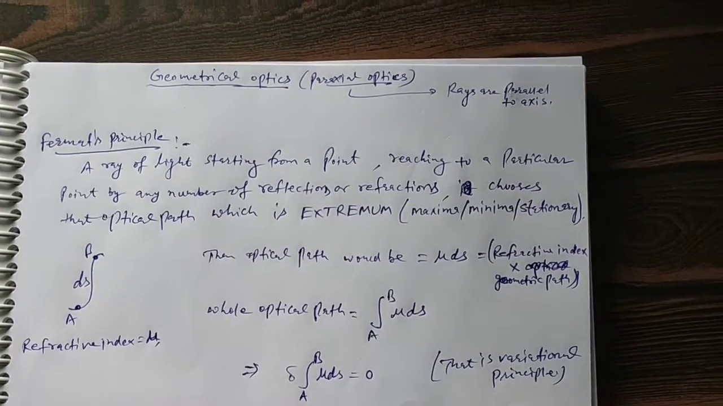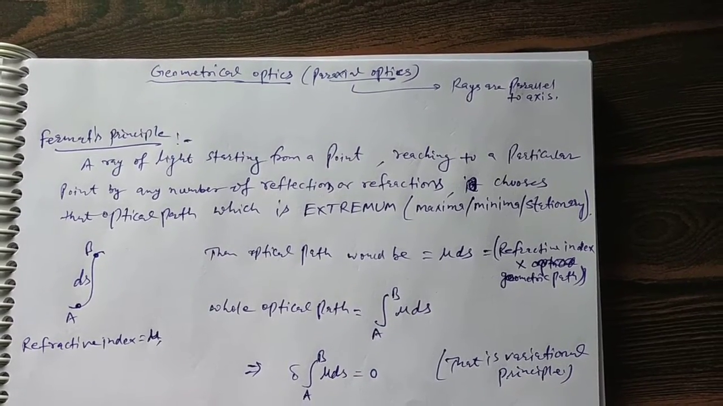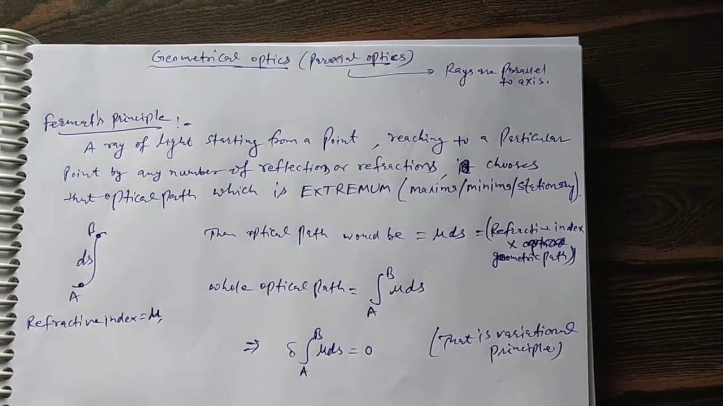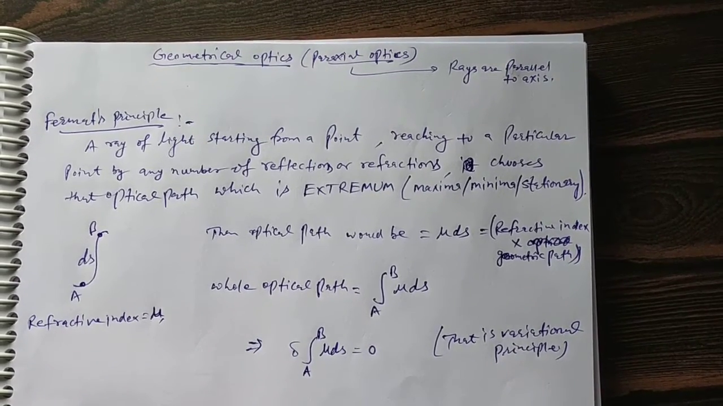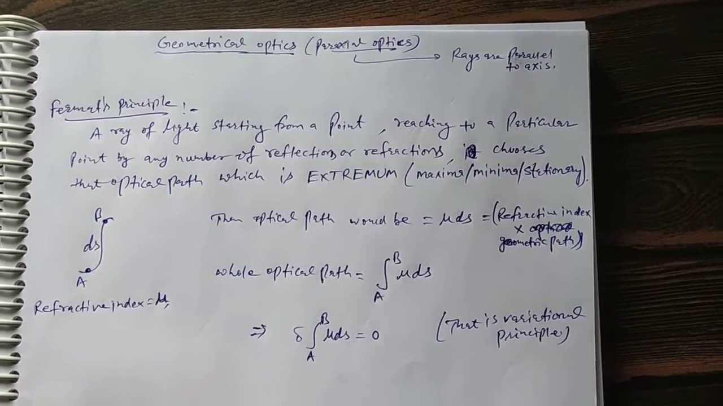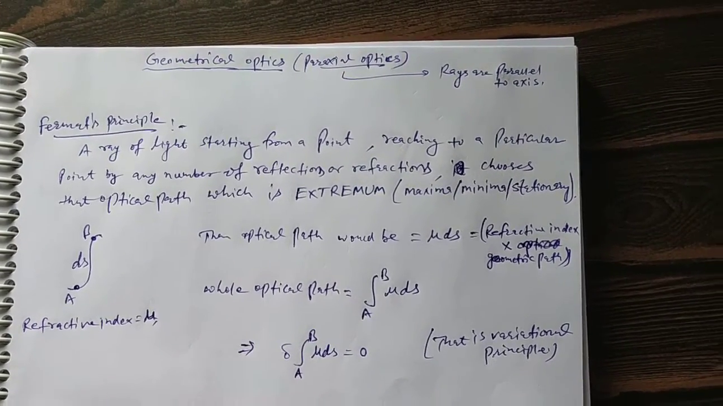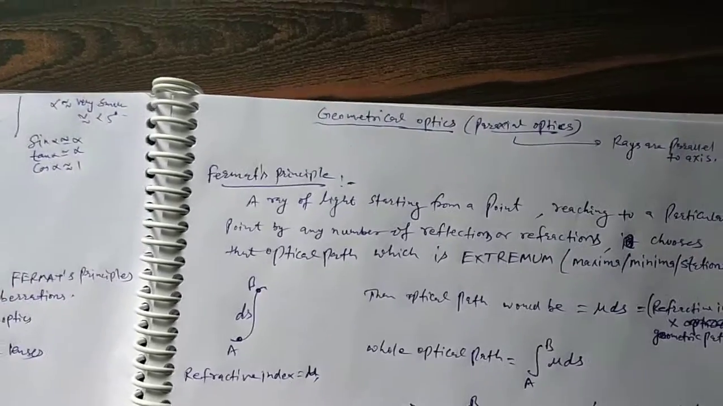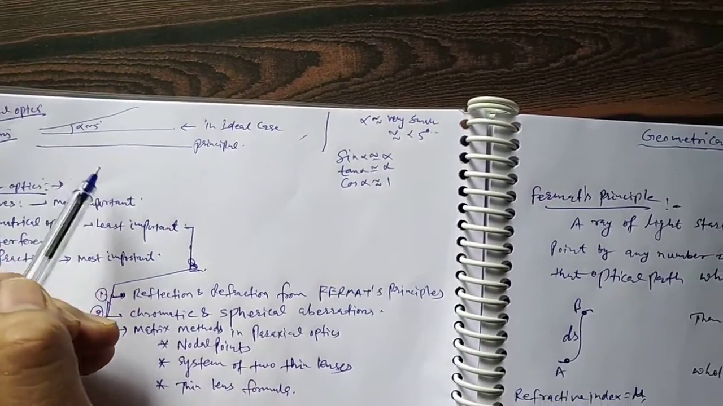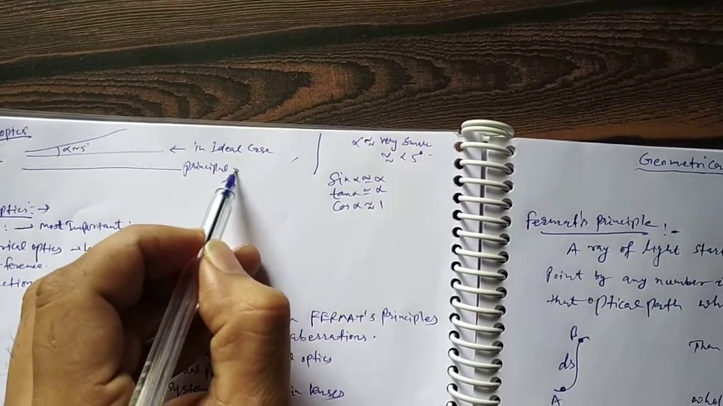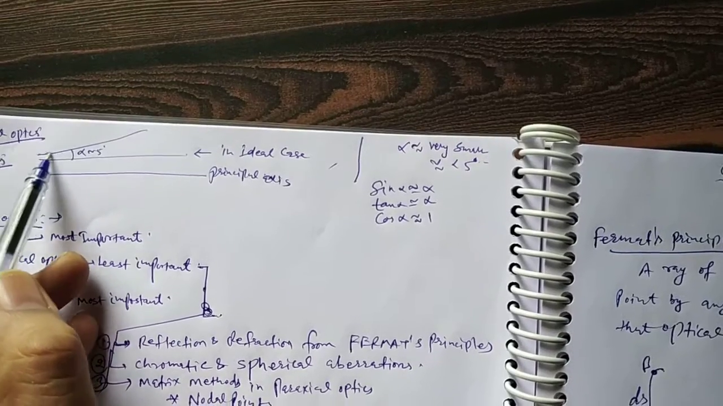Today we will discuss geometrical optics, which is also called paraxial optics. Paraxial optics means rays which are parallel to the principal axis in ideal cases. If it deviates from the principal axis, as in the figure, then it looks like this.